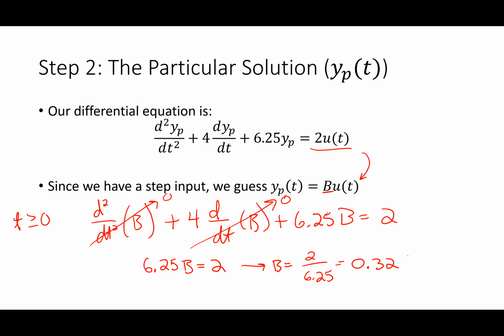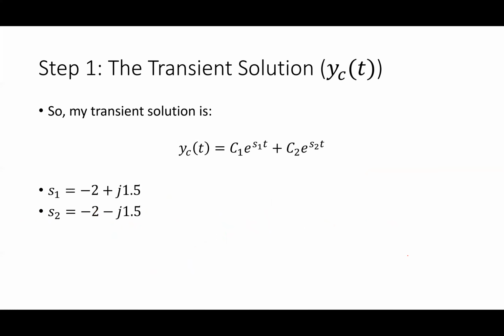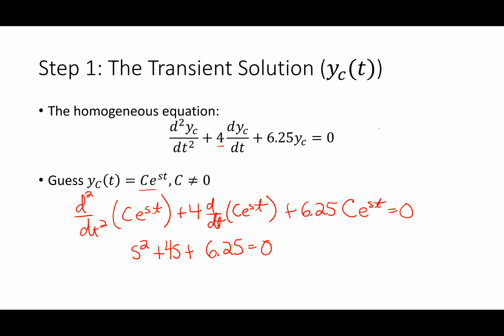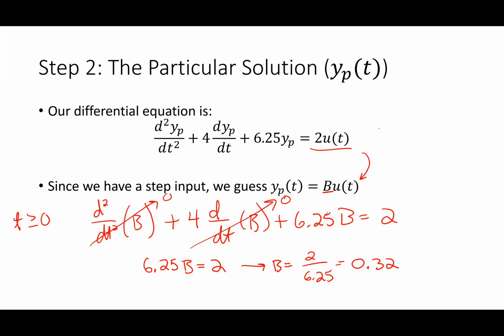Okay. That tells me if I had a capacitor that I was talking about in this system, this capacitor would start at 10 volts and it would end at 0.32 volts. Now, I don't know what path it takes to get there, but it starts at that initial condition and it ends at this final condition. Okay. You guys follow that? All right. Good.